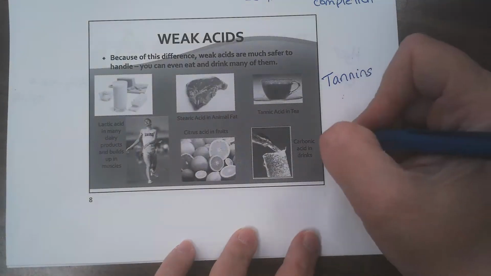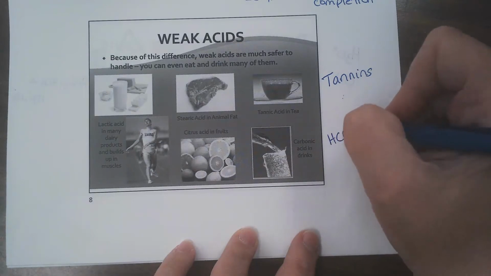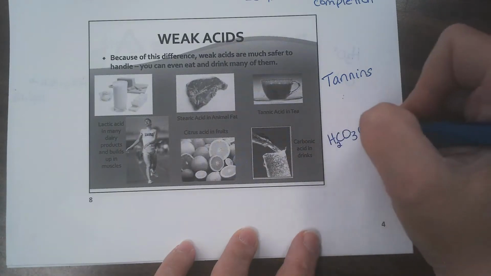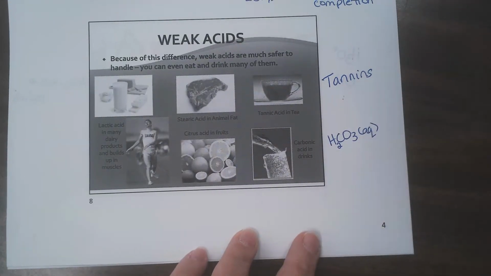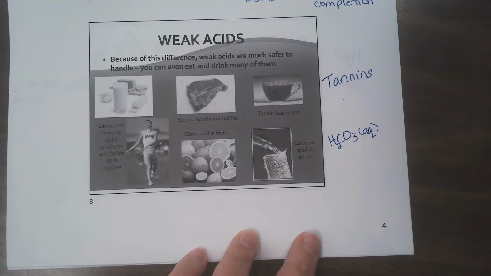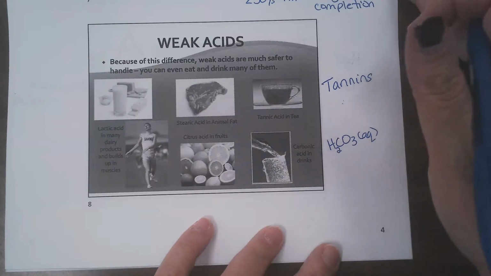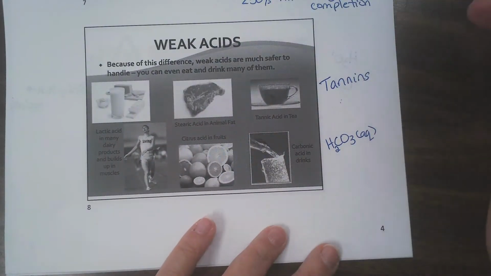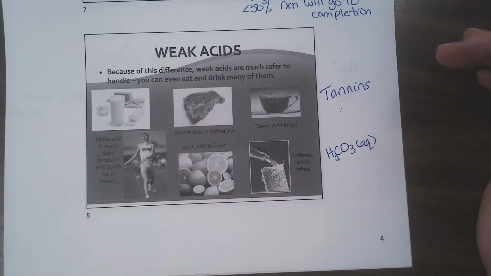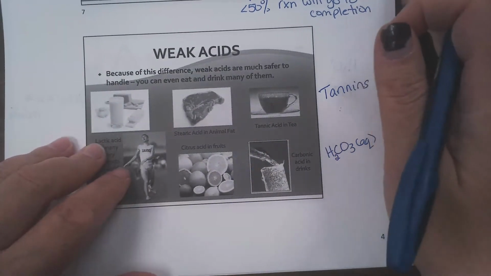So carbonic acid, H2CO3 aqueous, is what we find in Pepsi and Coke and root beer. And carbonic acid is actually in all of the bubblies. What I'm thinking of is the dark coloring in there.